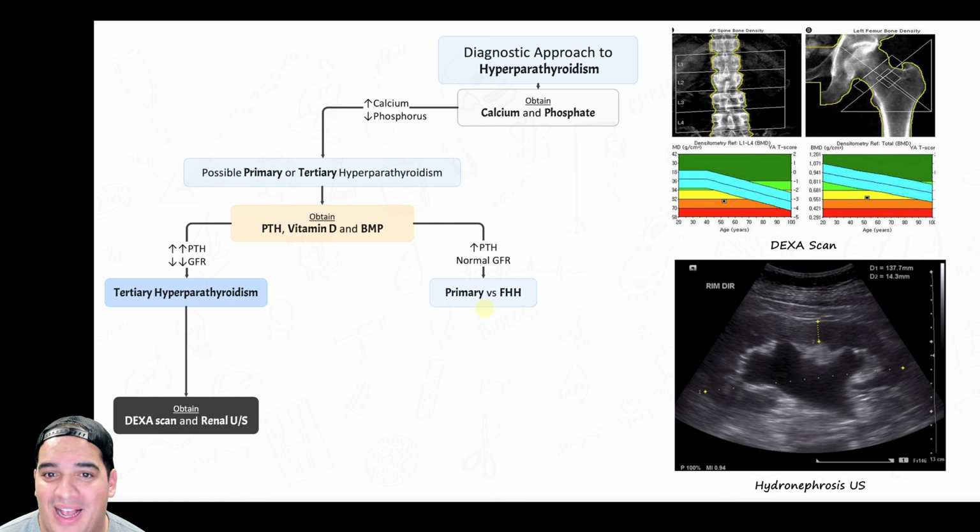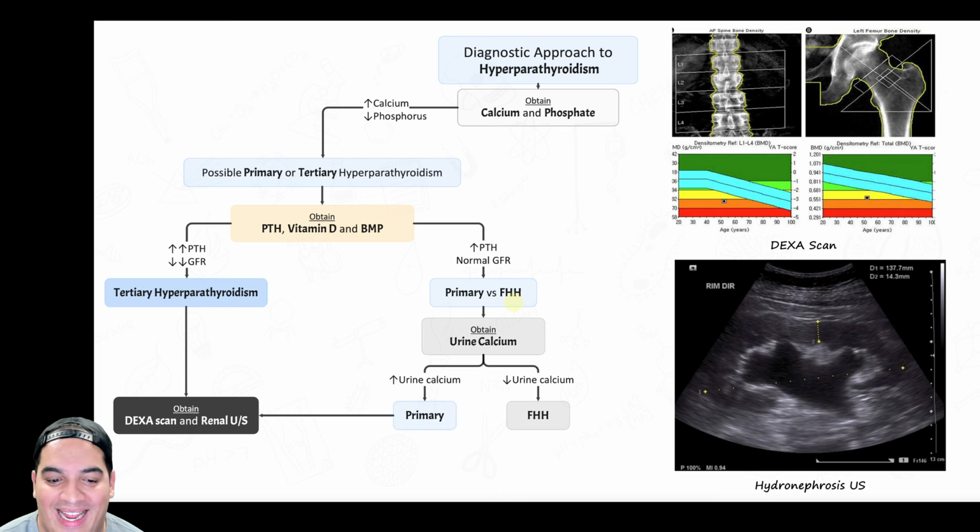hyperparathyroidism, their calcium is going to be so high that it's getting filtered across their kidneys and forming calcium oxalate and calcium phosphate stones. So that can't be the case with FHH. In primary hyperparathyroidism, their urine calcium has to be high, and this one will be low. Get a urine calcium. If the urine calcium is low, it's FHH. And if the urine calcium is high, it's primary hyperparathyroidism.